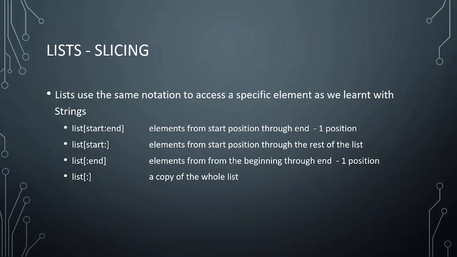So if I have my list with just a start and a colon, it goes for all the elements in that list from the position that I've asked for to the end of that list. If I do the list with the colon end, it will get all the elements from the very start to that number minus 1. If I do just the list with the colon in the index field, it will copy that whole list. So let's go over to PyCharm and have a look at how that's done.